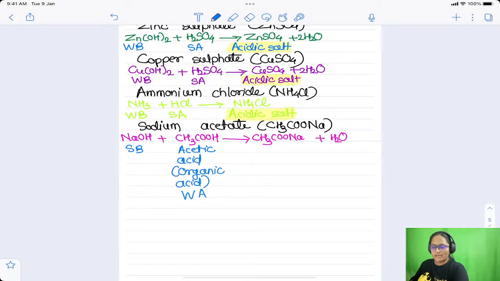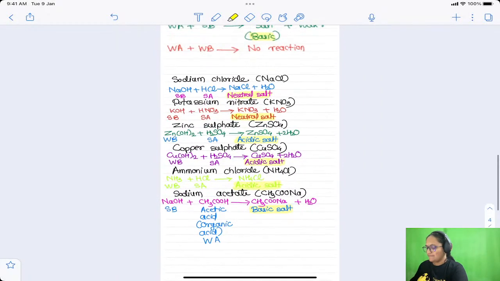So combination of weak acid, strong base, we will get a basic salt, right? We will get a basic salt. So this is how from the nature of acid and base combining we can find out the nature of the salt produced, right? It is very easy.